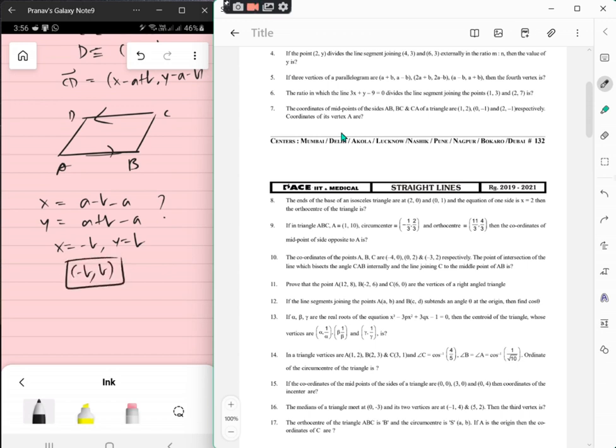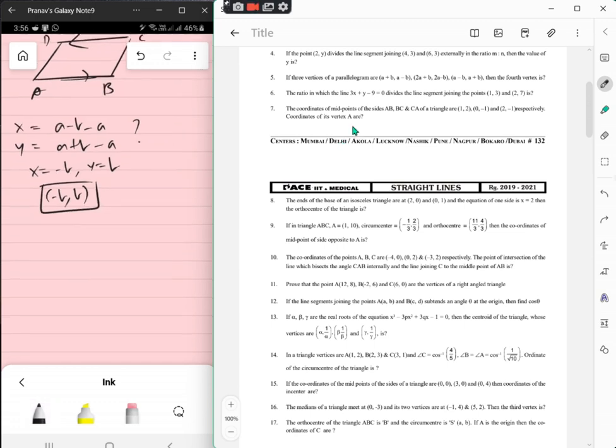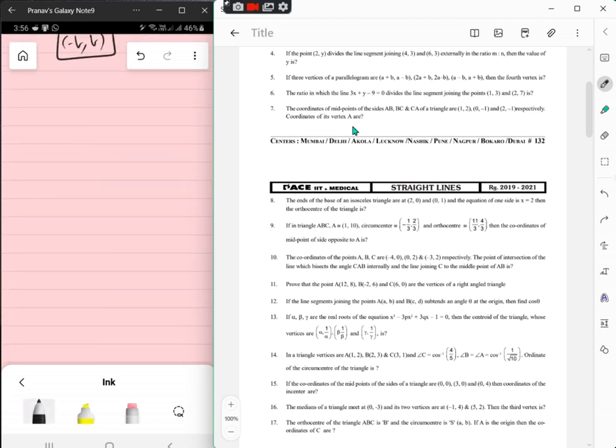Man, I can't write on this. That's a problem. But hopefully this will work. Hopefully. So that's fifth. Let's go to the sixth one.